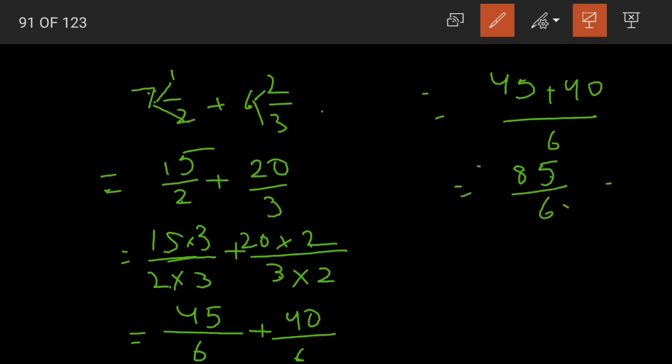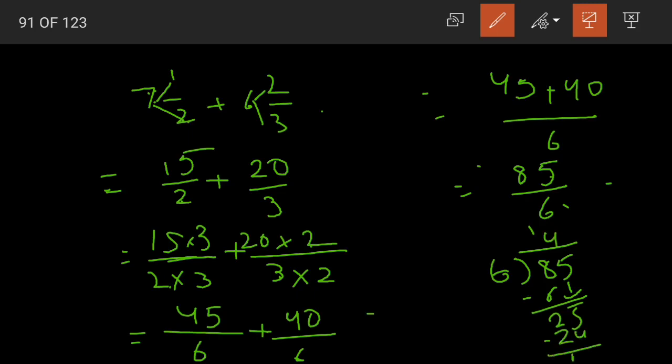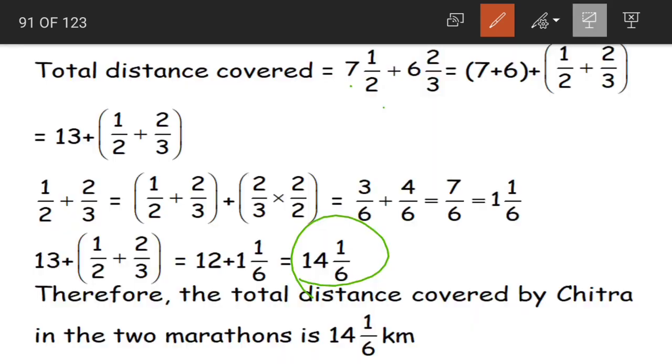Now this is an improper fraction, so we have to convert it into a mixed fraction. Yes, we have 6 ones are 6. When we subtract, 2 is remaining, 5 brought down, 6 fours are 24. When we subtract, 1 is remaining. So 14 1/6 is our answer. Yes, 14 the quotient becomes the whole number, 1 the remainder is our numerator, and 6 is our denominator.